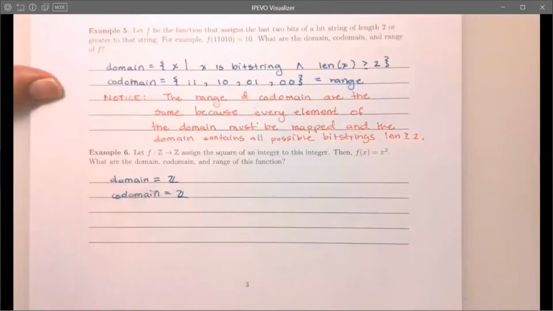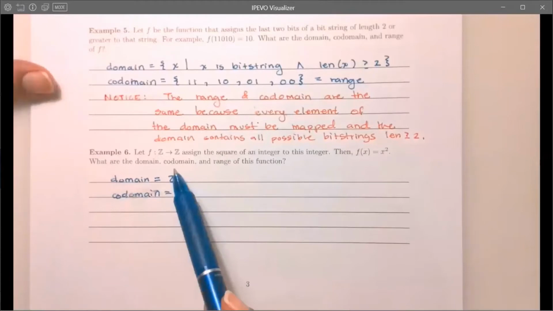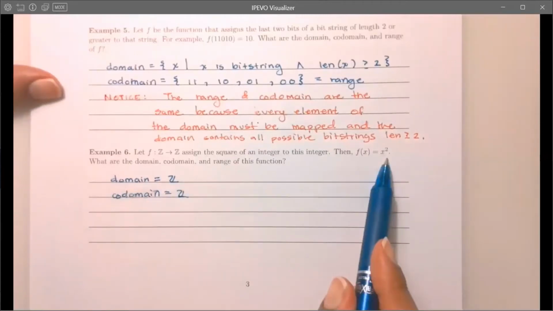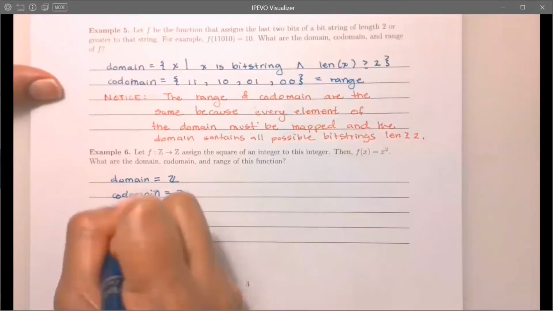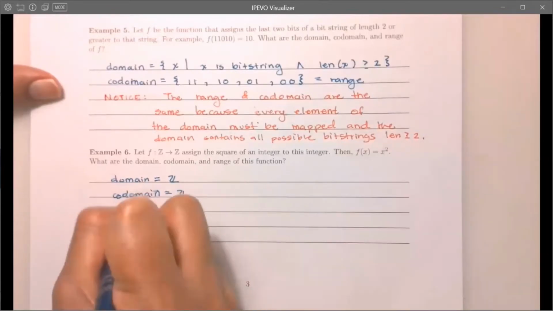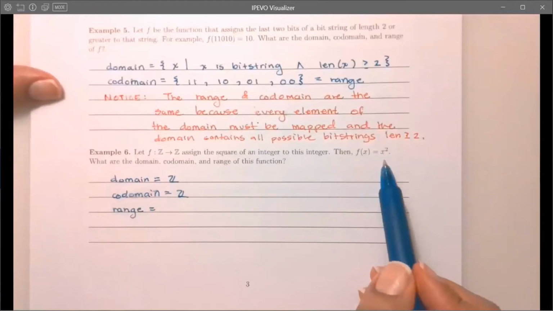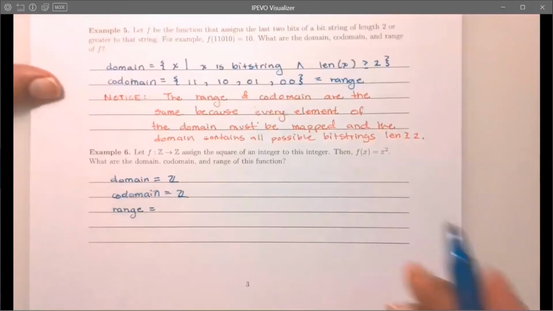Now, what actually corresponds to an input in the codomain? Well, if f of x is equal to x squared, that means that we're not going to have any negative integers as part of the range, right? And on top of that, we're only going to have perfect squares as part of the range. So for instance, 0, 1, 4, 9, and so on and so forth.